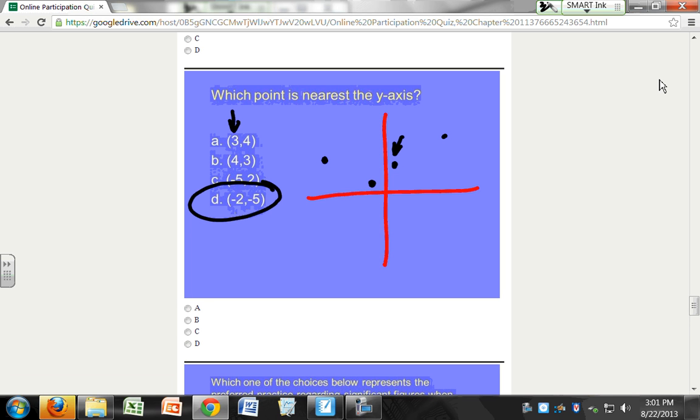By the way, if I were to plot this out, 1, 2, 1, 2, 3, 4, 5, that would be down here. -2 in the x, -5 in the y.